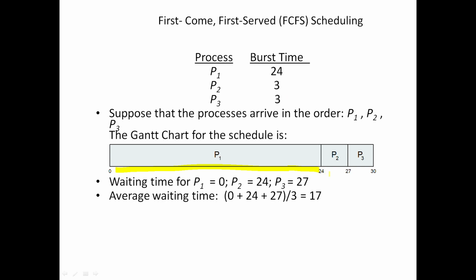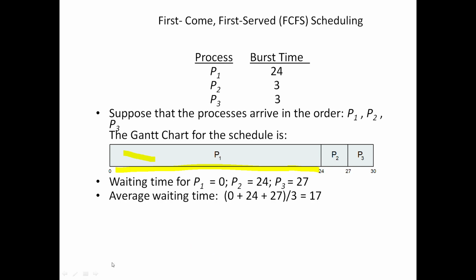25 to 27. So from 0 to 24 the process P1 will be executed, then 25, 26 and 27 the process P2 will be executed. Then P3 will be executed from 27 to 30 because the burst time for P3 is also 3. So it is executed for 28, 29 and 30.